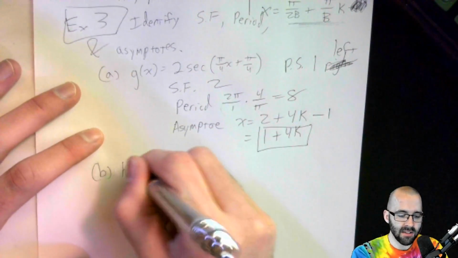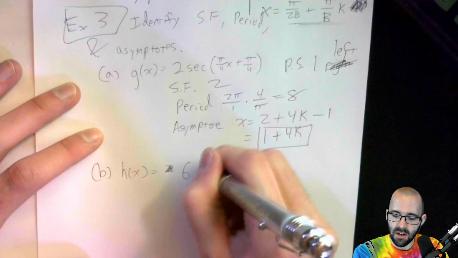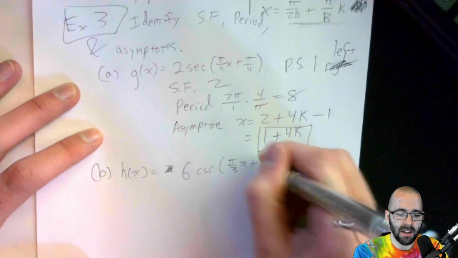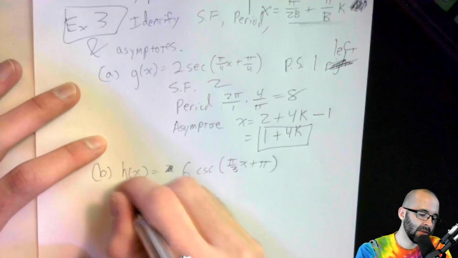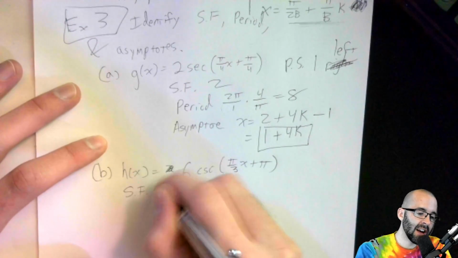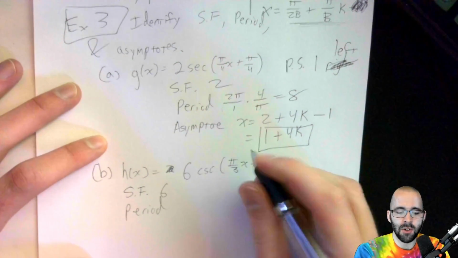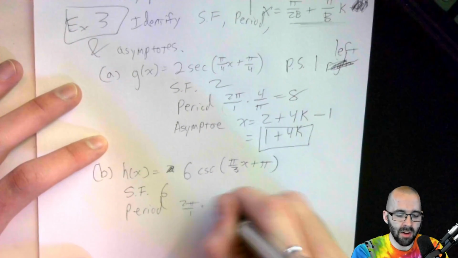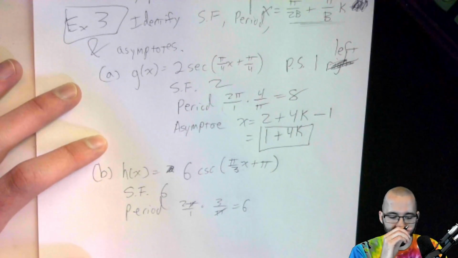Let's do h of x equals 6 cosecant of pi/3 x plus pi. Again, we're going to have a phase shift here too. So let's not forget that. Stretching factor is that 6. The period is going to be 2 pi divided by b, which is 2 pi times 3 over pi. Period here is going to be 6, kind of similar.